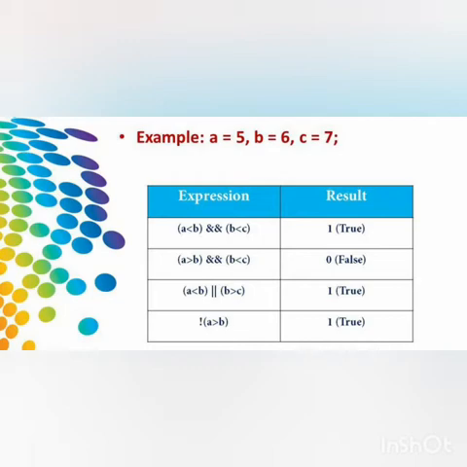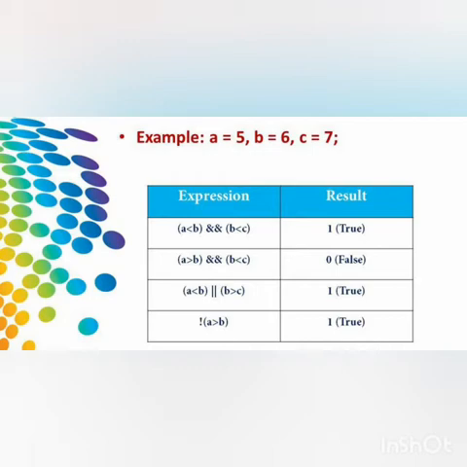Now look at the third example. A is lesser than B or B is greater than C. A value is 5 and B value is 6. So 5 is lesser than 6. Yes, the condition is true. Then we have to check the second expression. B is greater than C. B value is 6, C value is 7. So 6 is greater than 7. Here the condition is false. So the concept of OR is either true is true. Here the first expression is true and the second expression is false. So the result is true.